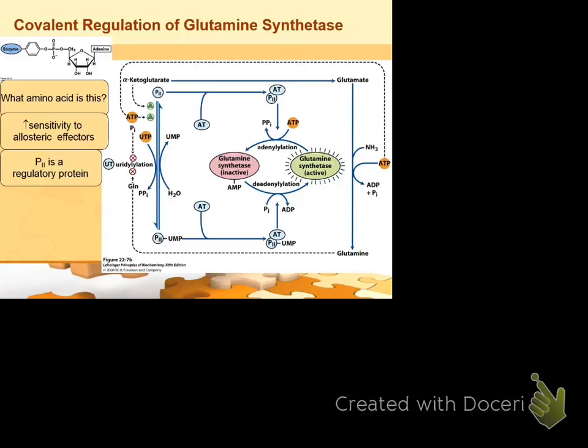First of all, the enzyme itself contains an amino acid that can be phosphorylated. So if you look up there, what amino acid could this be? And technically it's not just phosphorylated, it's AMPylated, adenosine monophosphorylated. It's kind of hard for me to say. AMP gets added to that amino acid. What amino acid is that?